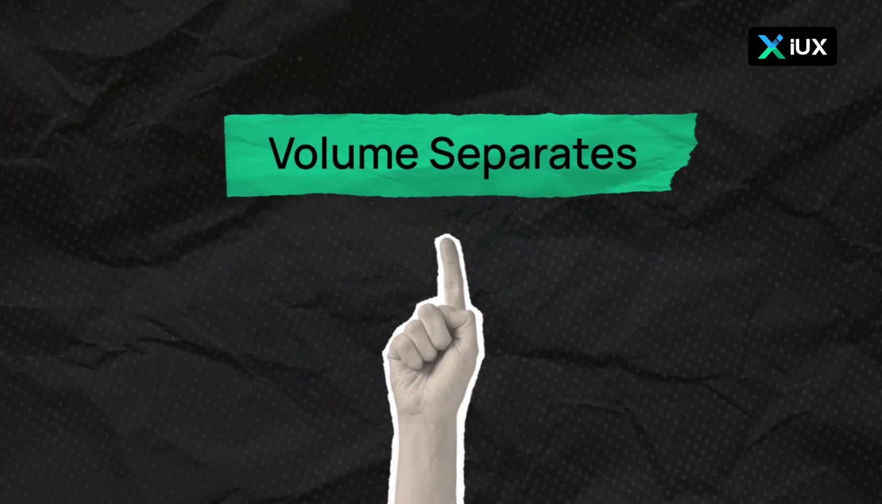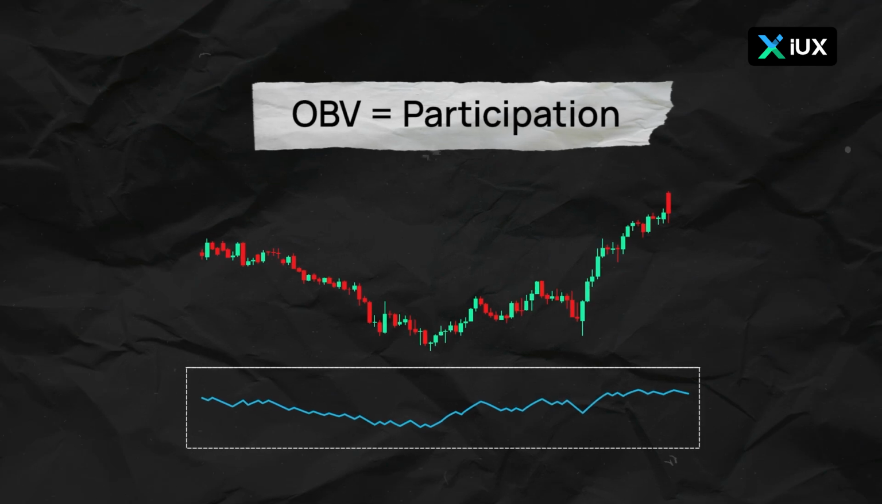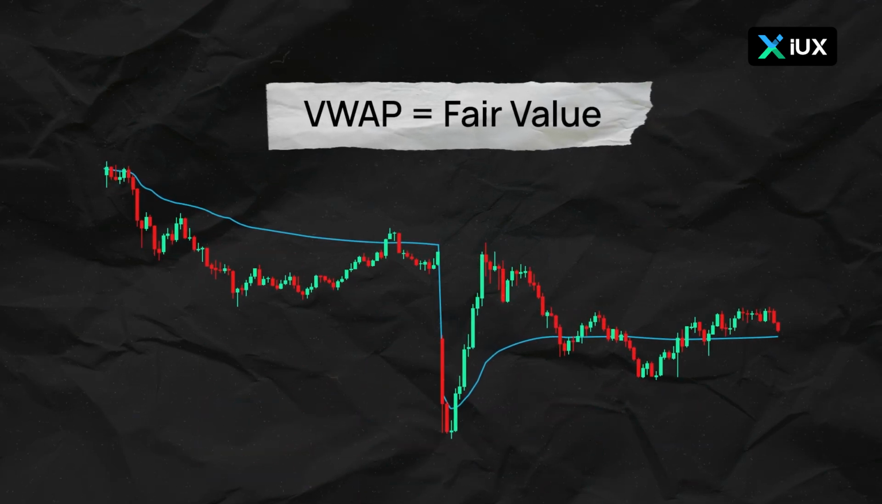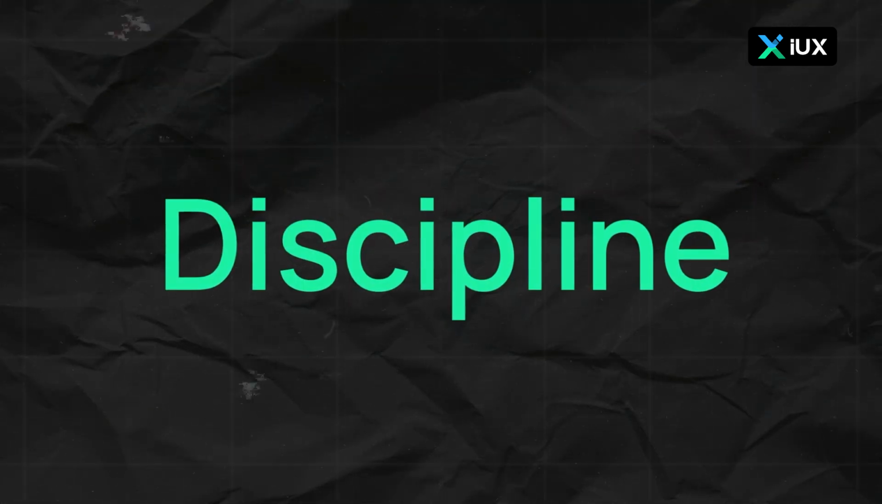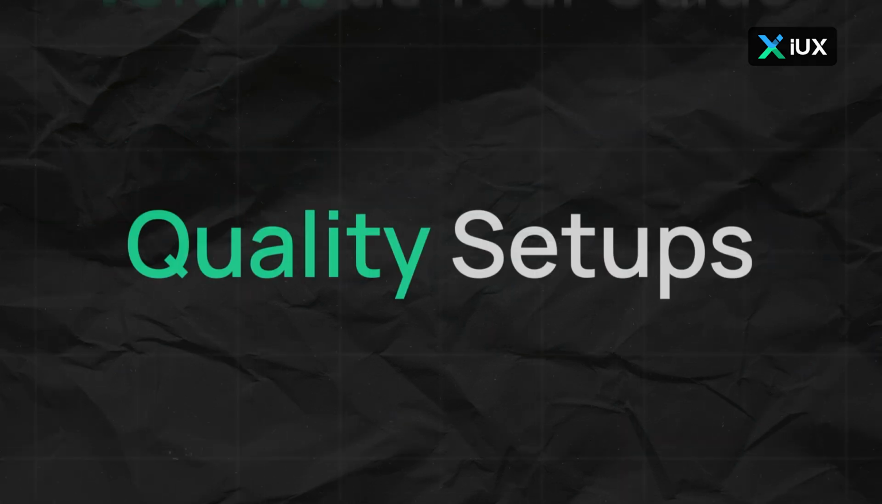Conclusion. Volume helps separate strong moves from weak ones. Use OBV to read participation and VWAP to anchor intraday value. Combine them with structure and confirmation to improve your odds. Trade with discipline. Align risk to conditions. And let volume guide the quality of your setups.